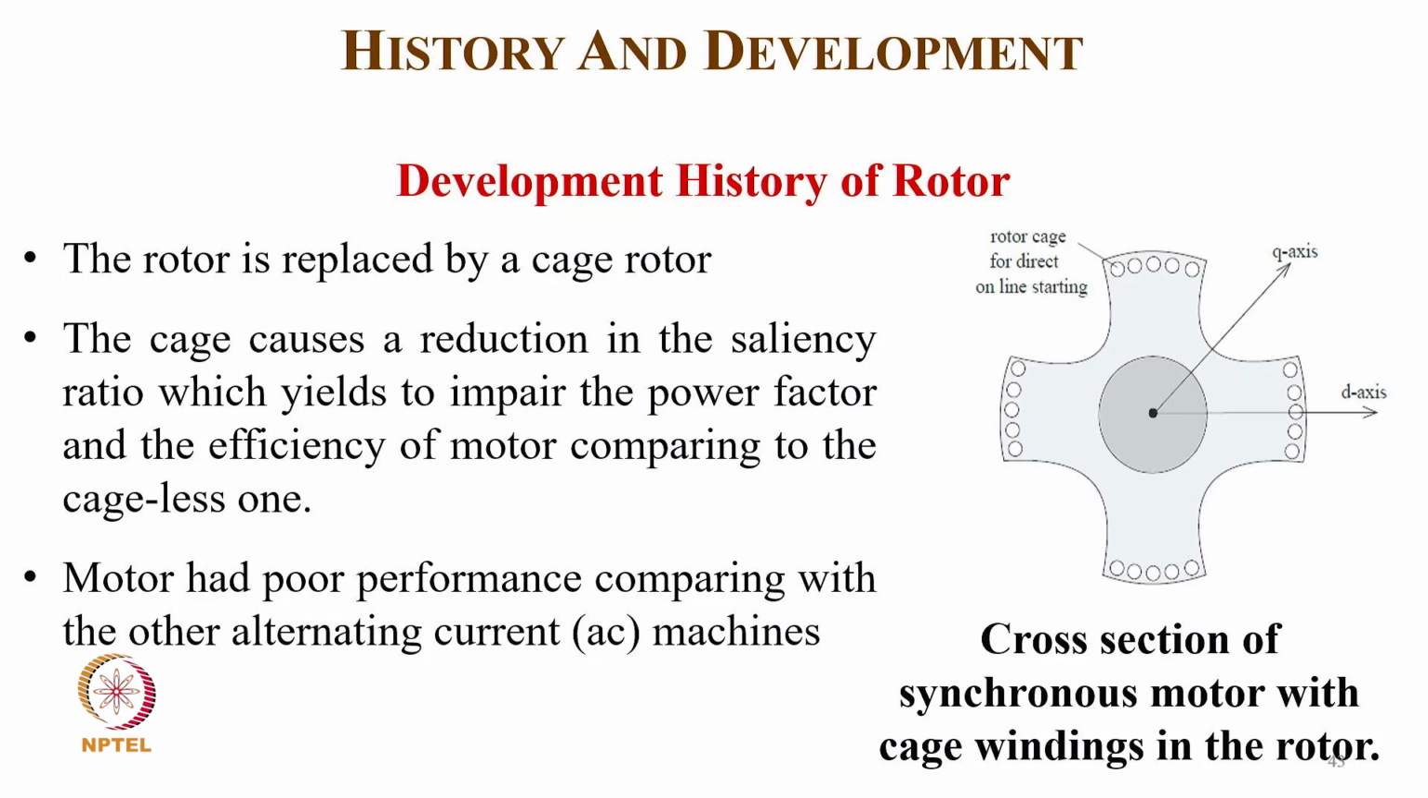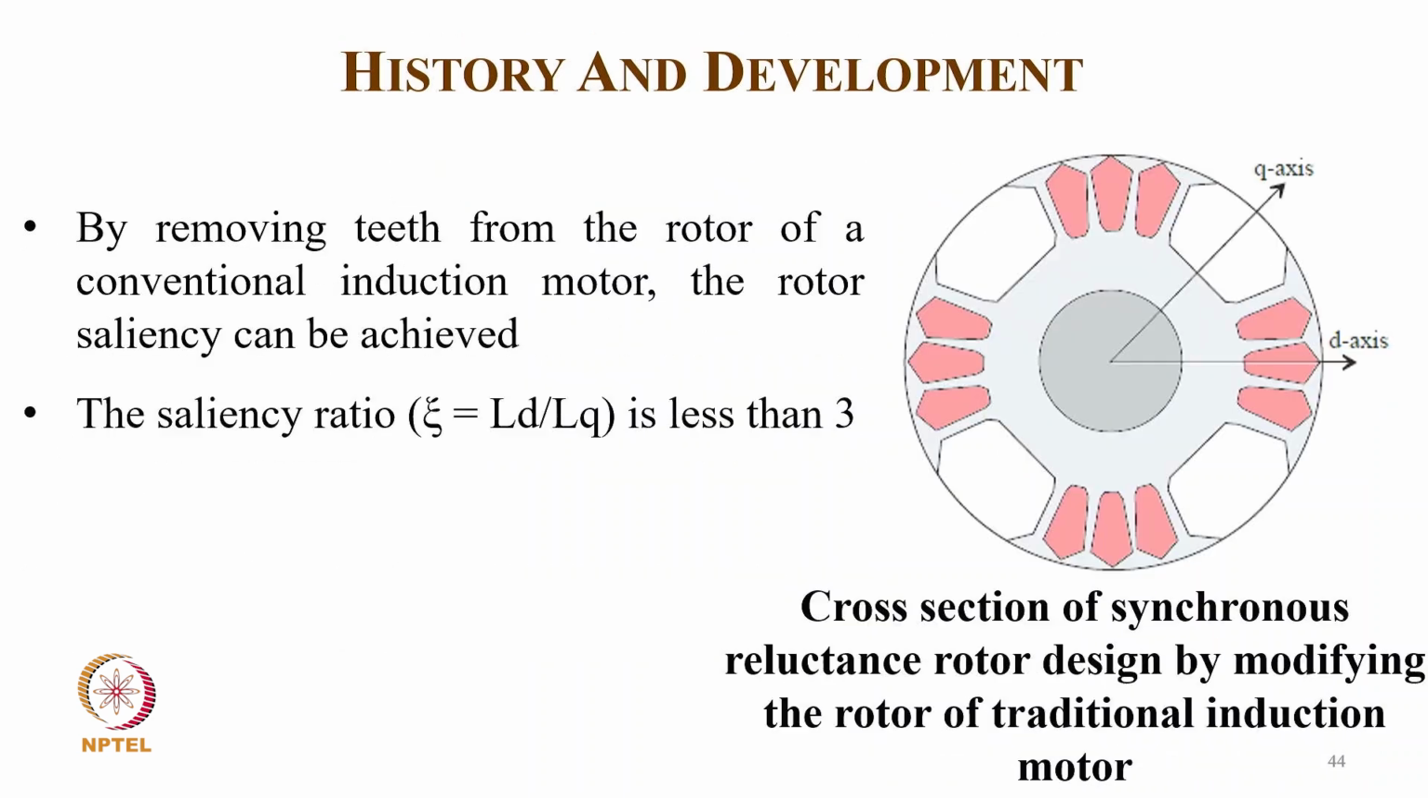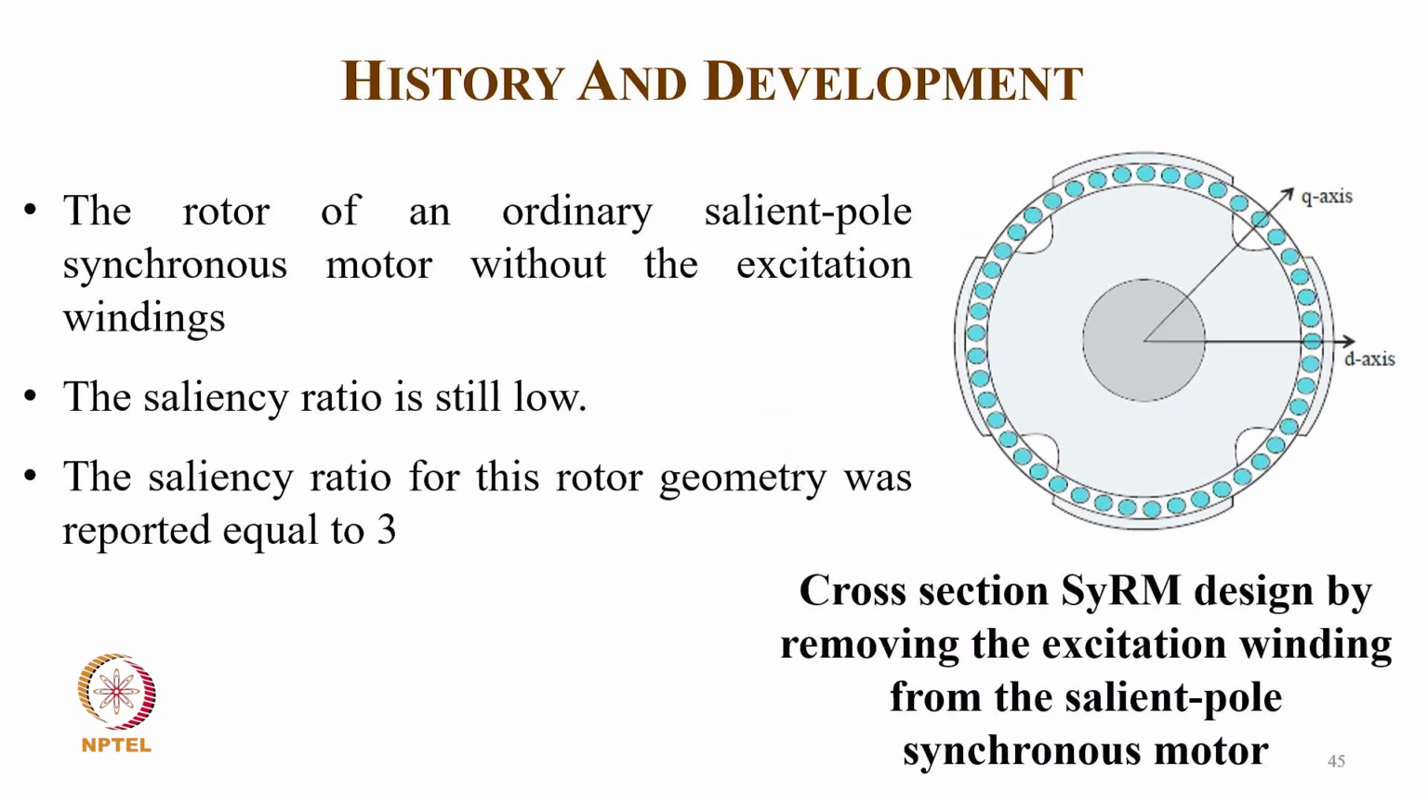The motor had poor performance compared with the other alternating current machines. This is the cross-section of a synchronous motor with cage windings in the rotor. By removing the teeth from the rotor of a conventional induction motor, the saliency can be achieved. The saliency ratio, we call it Ld upon Lq, is normally less than 3 in that case. So you can see how it really looks, a cross section of a synchronous reluctance motor designed by modifying the rotor of a traditional induction motor.